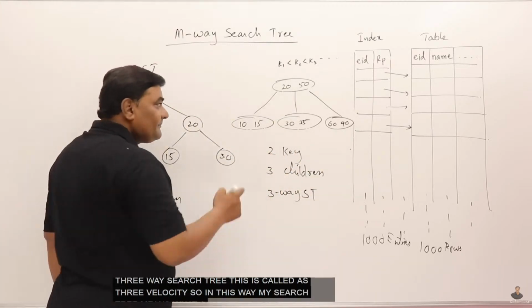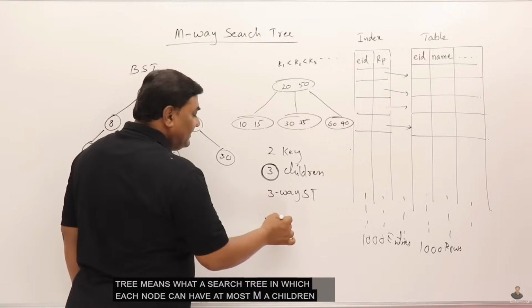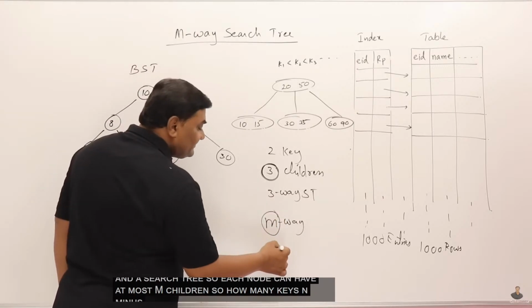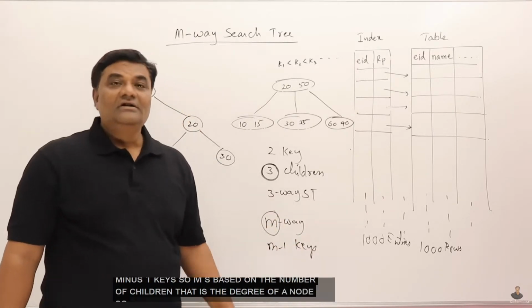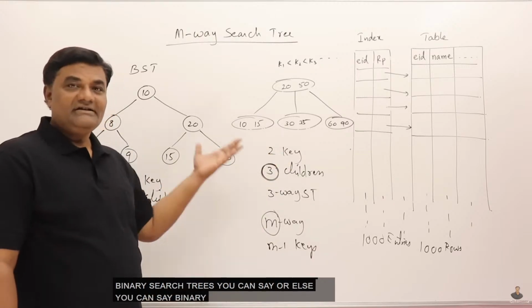So in this way, M-way search tree means what? A search tree in which each node can have at most m children. So how many keys? M minus 1 keys. So M is based on the number of children, that is the degree of a node. So M-way search trees are the extension of binary search trees, you can say. Or else you can say binary search tree is the type of M-way search tree with degree 2.